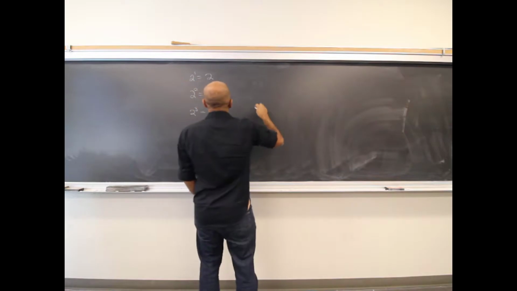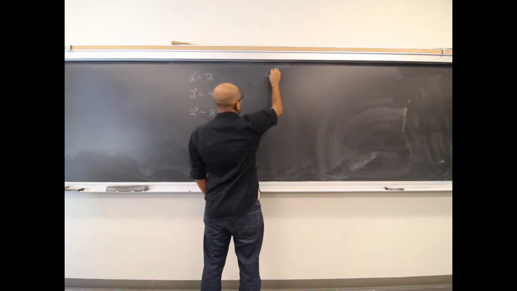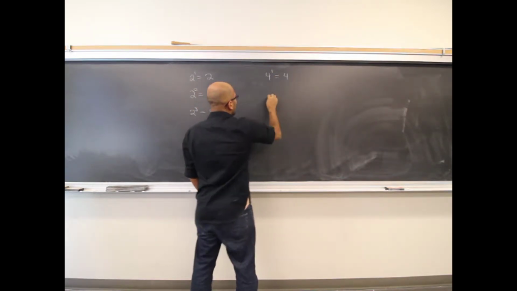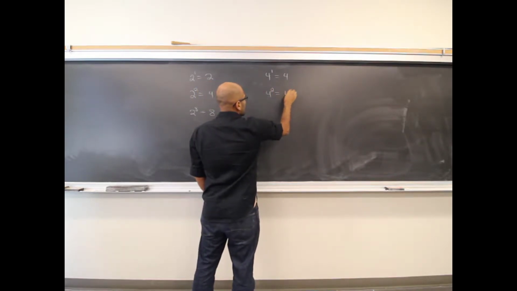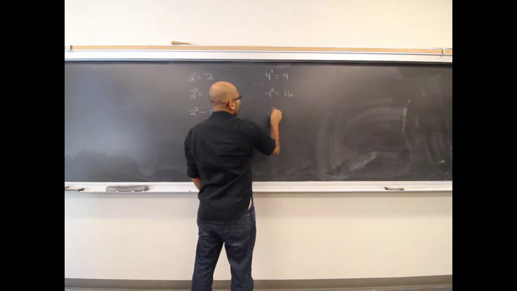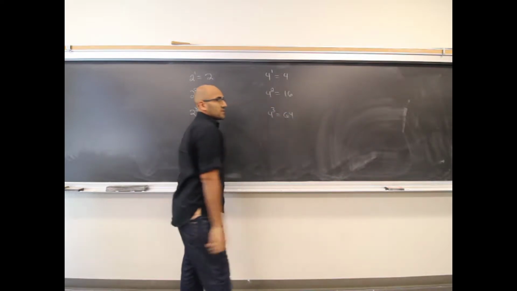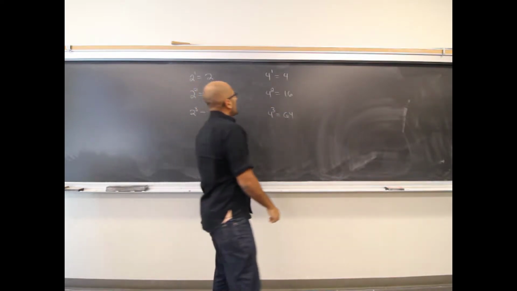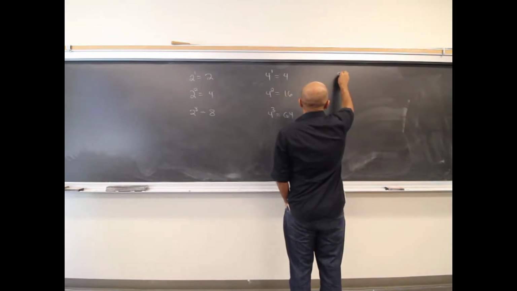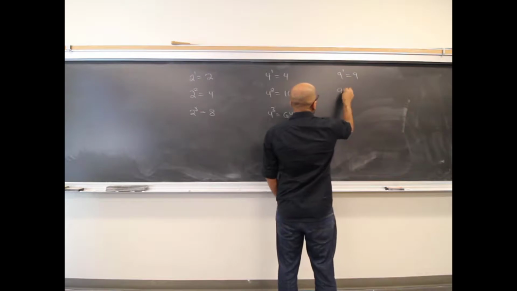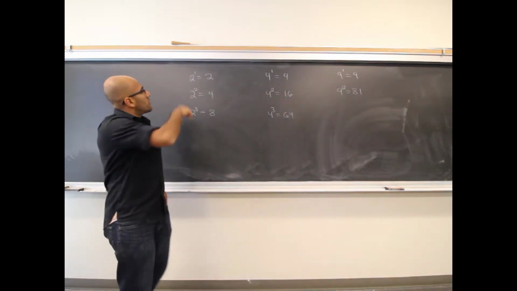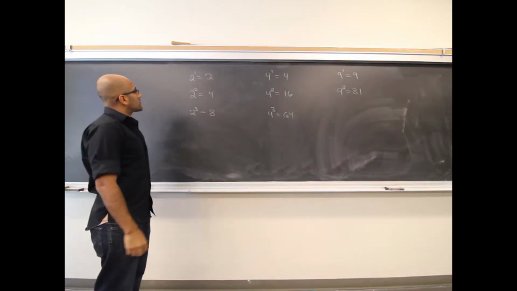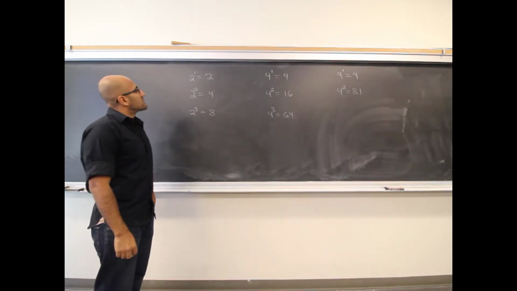Okay, let's look at some other powers. How about 4 to the power of 1, that's 4. 4 to the power of 2, well that's just going to be 16. 4 to the power of 3, that's 64. How about something like a 9? 9 to the power of 1, well that's just 9. 9 to the power of 2, well that's just 81. Right? Okay, so we're comfortable with some nice integer value ones, some easy ones.